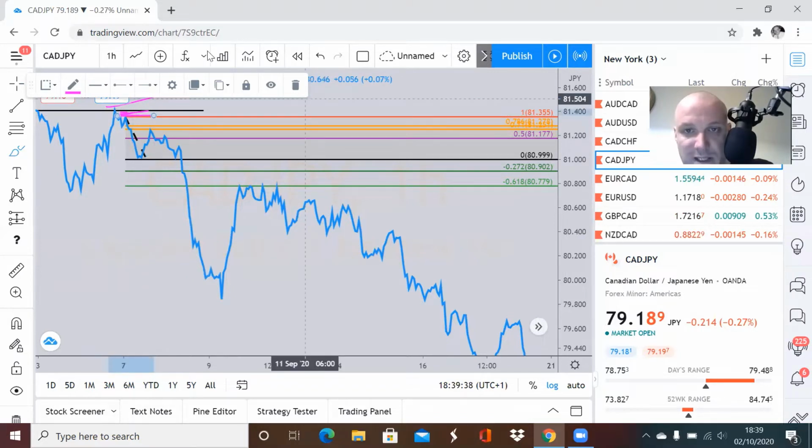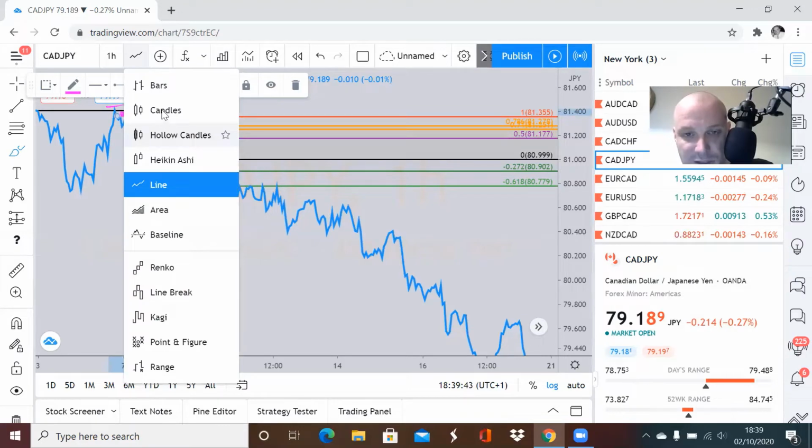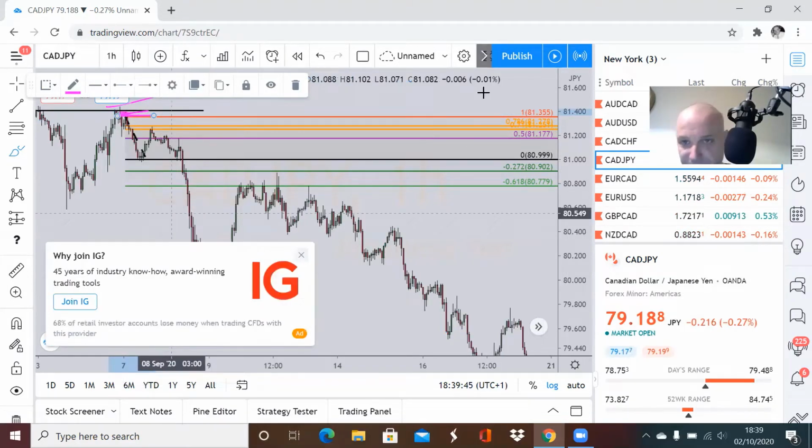Let's go back to the normal candle chart, and you can see we get rid of this. Go back on the crosshair, get rid of this.